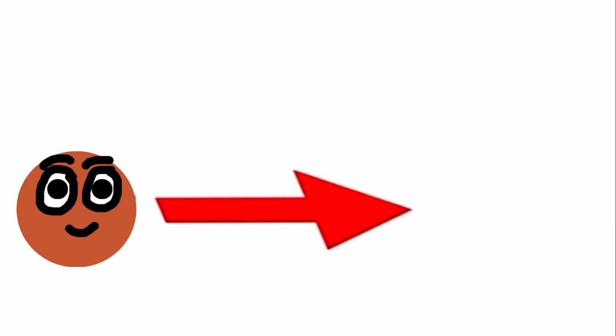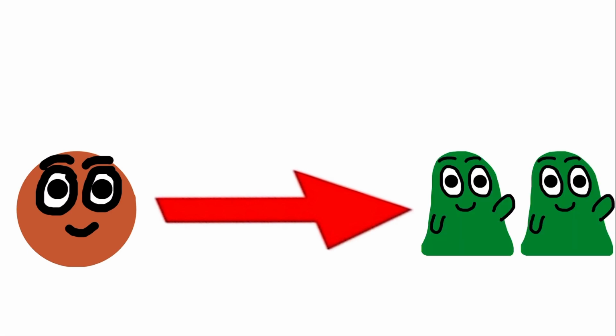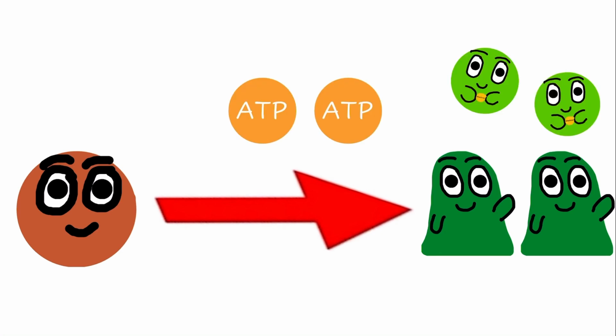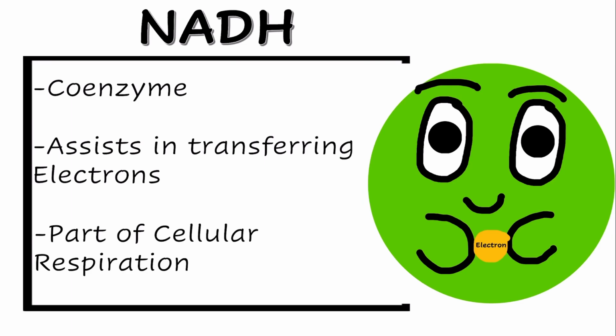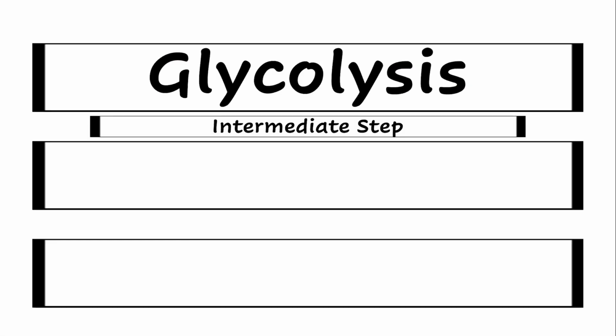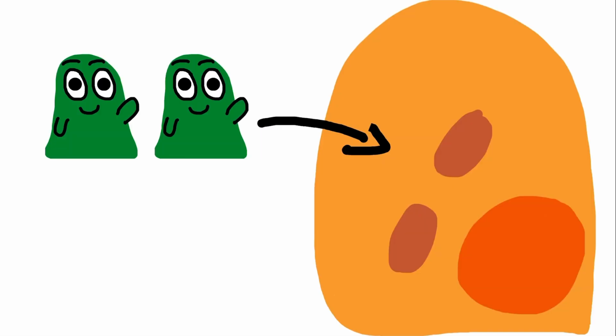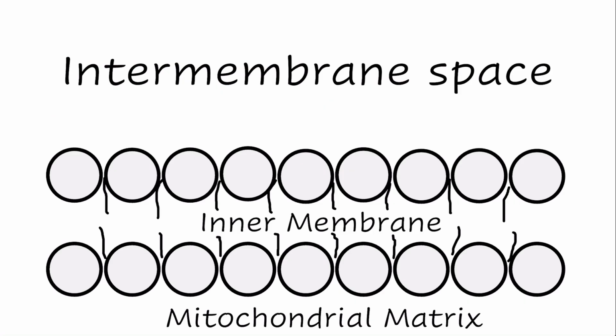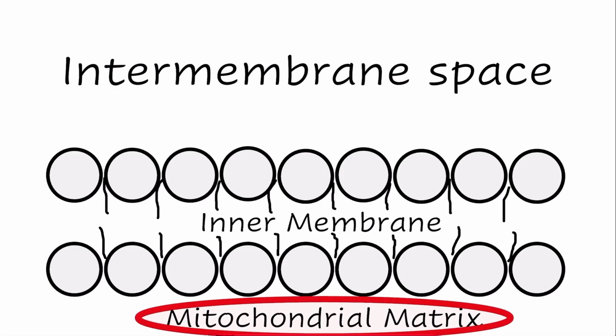The glucose, the sugar, will be converted into pyruvate. Glycolysis does take a little bit of ATP to start off. What we need for this process is 2 ATP and 2 NADH. NADH is a coenzyme. NADH assists in transferring electrons. That'll help in making even more ATP later on. Now an intermediate step occurs.